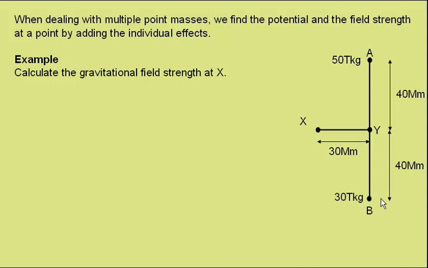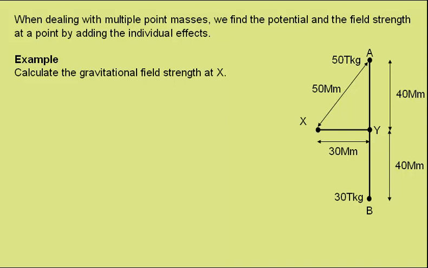Well, straight away we can see that we need the distance between A and X, and the distance between B and X. And this is 30 megameters and 40 megameters, so basically we have a 3, 4, 5 triangle, and this distance here will be 50 megameters. I'll also take this opportunity to label this angle as theta.